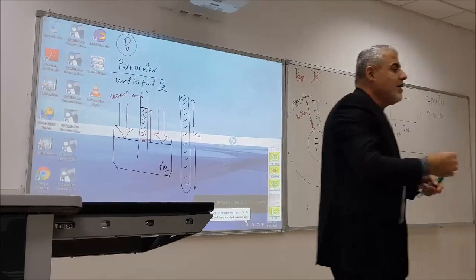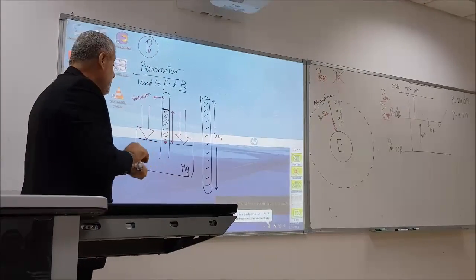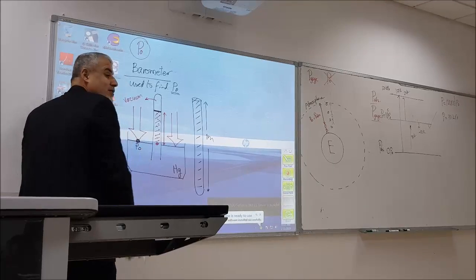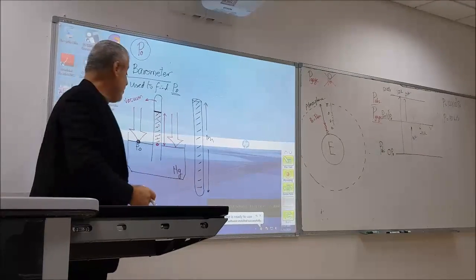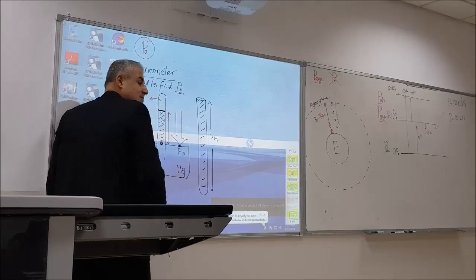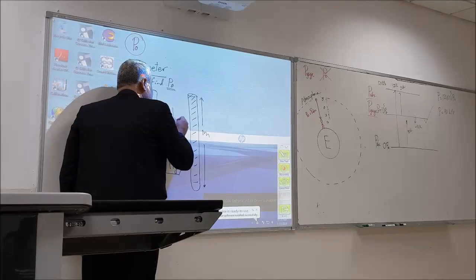Again, I say it here. So let's see. What is here? What type of pressure do we have here? We have atmospheric only, right, it's open? We have atmospheric. So here we have atmospheric. Here we have this height. We found that the height is 76 centimeters.